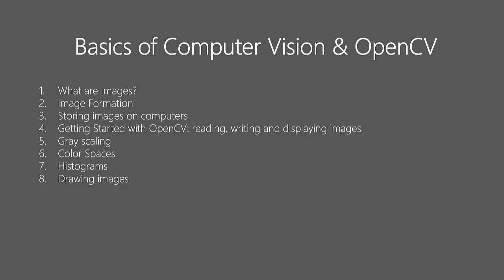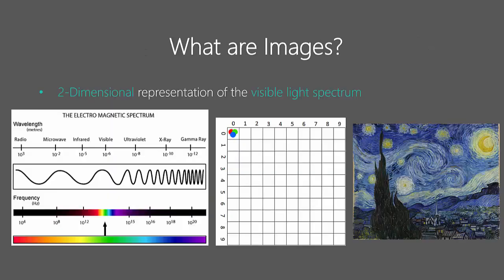And then after we complete that, we're actually going to get started into OpenCV and do some basic operations such as reading, writing, and displaying images, then performing grayscale operations, then taking a look at the different color spaces that we have available, and also representing images in histogram form and how you interpret that. And lastly, we're going to use OpenCV to draw some basic shapes and put text on images.